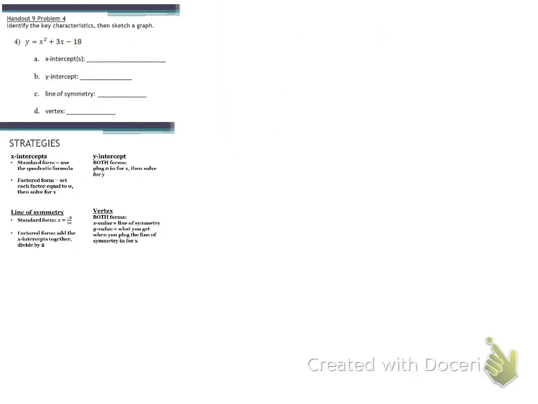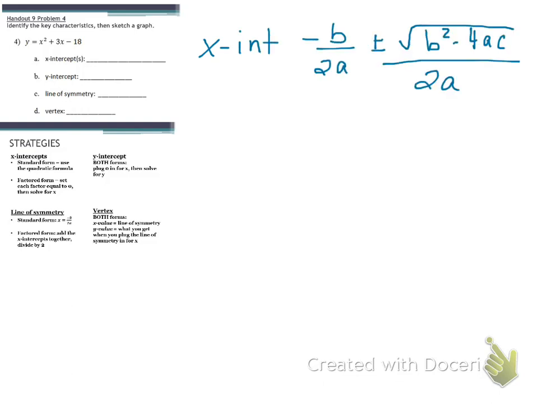Now our last example is in standard form, so we want to use the strategies that we used at the very beginning. For the x-intercepts, we're going to use the quadratic formula again, so negative b over 2a plus or minus the square root of b squared minus 4ac divided by 2a.